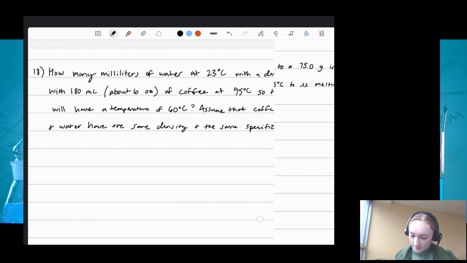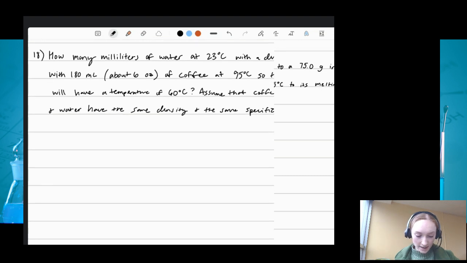Okay, this one is problem 18, and it asks how many milliliters of water at 23 degrees Celsius with a density of 1.00 grams per milliliter must be mixed with 180 milliliters, about 6 ounces, of coffee at 95 degrees Celsius so that the resulting combination will have a temperature of 60 degrees Celsius. Assume that coffee and water have the same density and the same specific heat. Okay.